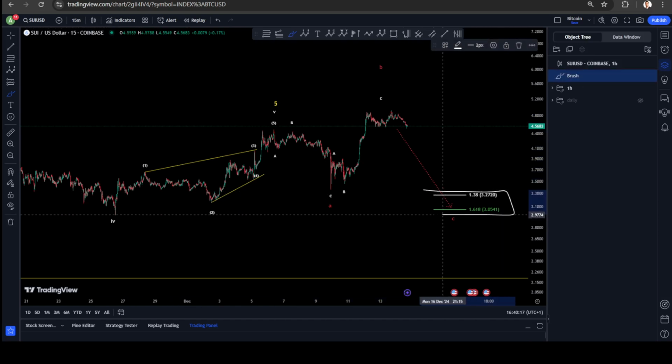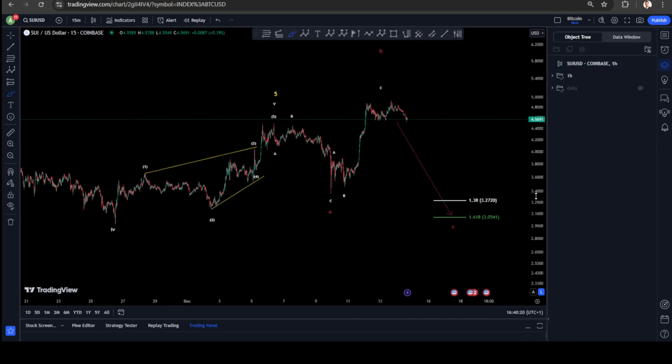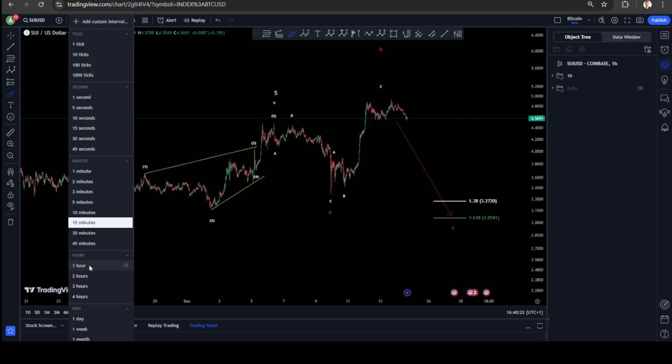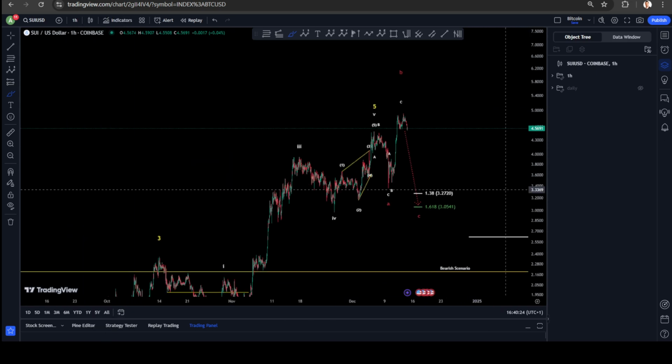However, everything needs to be reanalyzed in that area to see if there is potential to go up again.